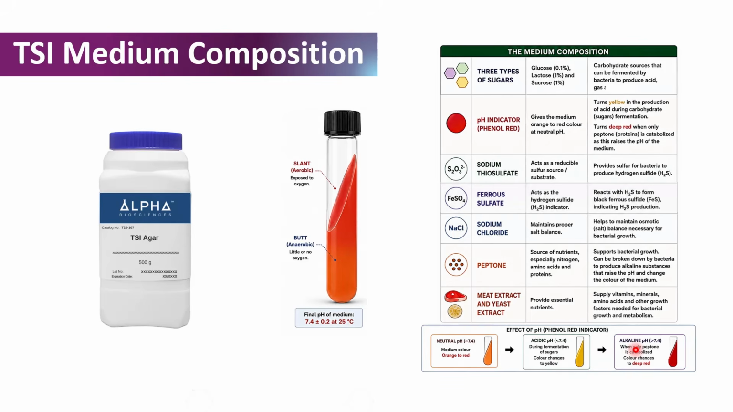And in alkaline medium, where the pH is above 7.4, and this normally happens when only peptone is catabolized to produce an alkaline byproduct that will cause an increase in the pH, the phenol red changes from the orange to red color to a deep red color.